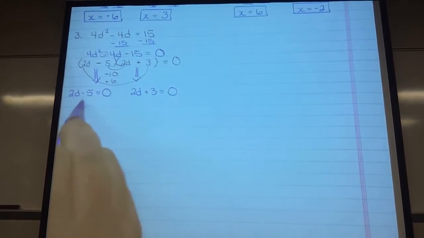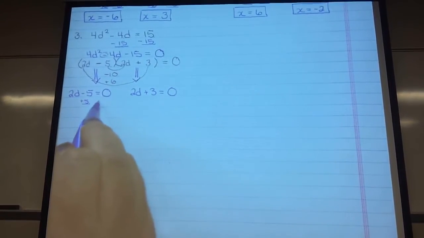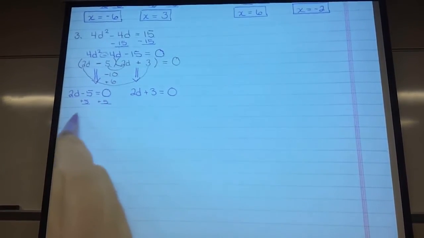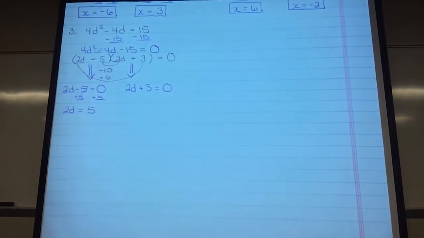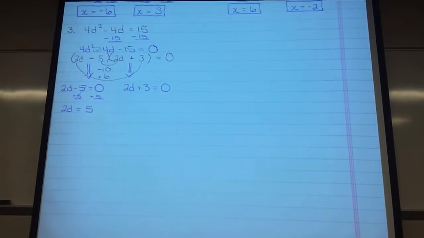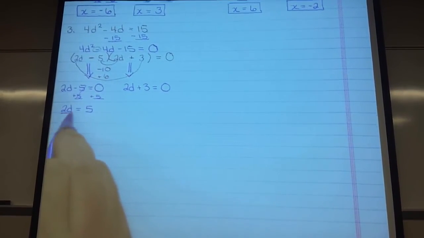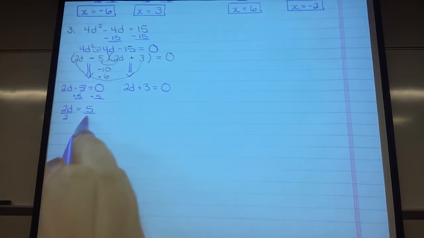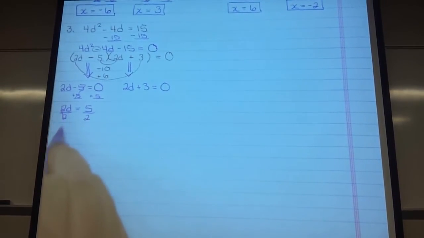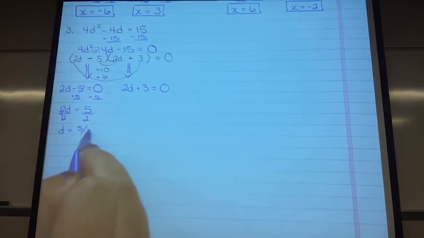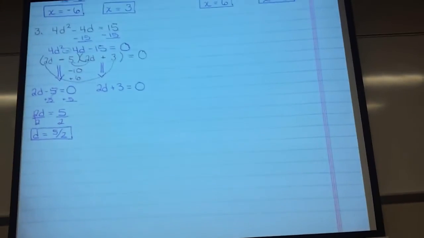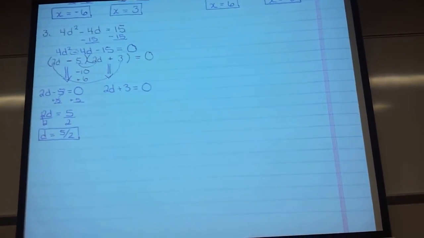Plus 5. So we have 2d, this cancels, equals 5. And then how would you get that d all by itself? Divide by 2. On the final, they're going to leave their answers as fractions, so I would highly recommend leaving them as fractions. So it's just going to be d equals 5 over 2. If you put 2.5, I'm not going to mark you wrong, but I'm going to leave it as a fraction answer. Because 2 can't go into 5 either.